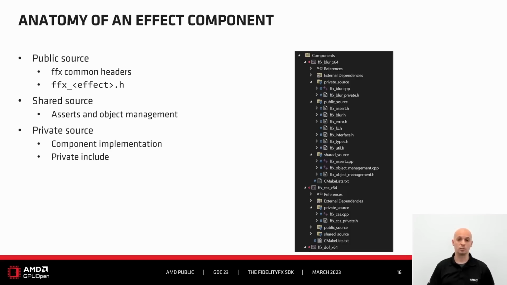Public source contains all of our top-level common SDK include files. This includes the SDK interface, as well as things like errors, types, and utility headers, as well as the CPU host side effect header, which we'll look into more in a moment. Shared source contains platform hooks for assert definitions and convenience functions for resource and pipeline releasing. And private source is where you'll find the implementation details for the effect component, as well as header definitions for all private structures used.